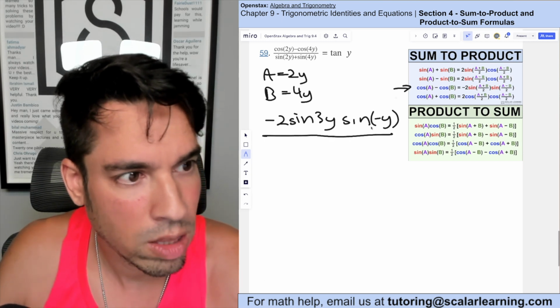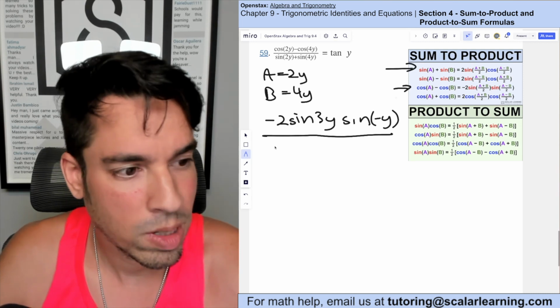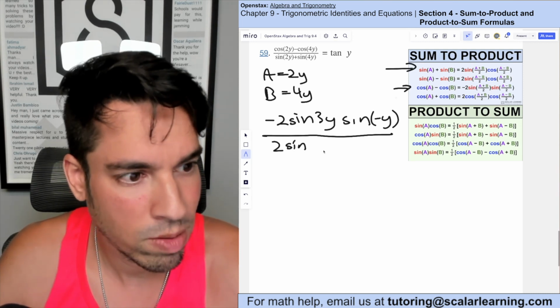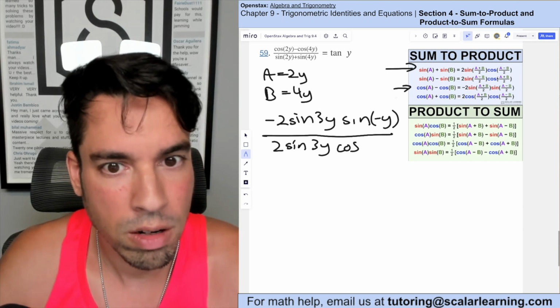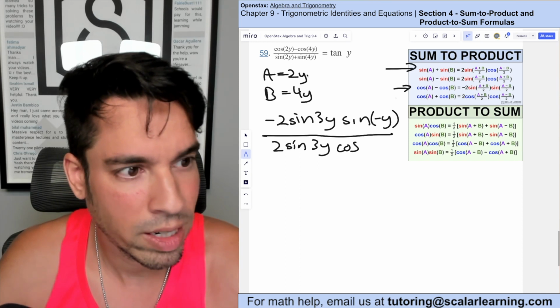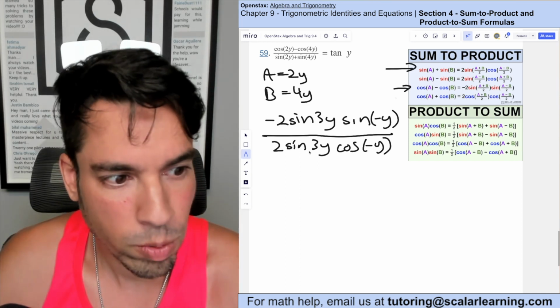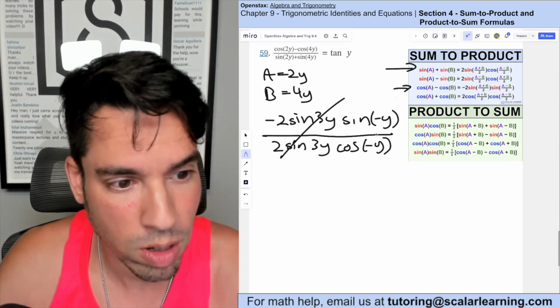And then now on the bottom, we got sine plus sine. That's right here. So a and b are the same, so I'm going to leave that. So then we have 2 sine of (a plus b) divided by 2, which is again 3y. And then cosine of (a minus b) divided by 2. Again, that's negative 2y divided by 2, which is negative y. So now sine of 3y over sine of 3y cancels out to 1. Negative 2 over 2 cancels out to negative 1.